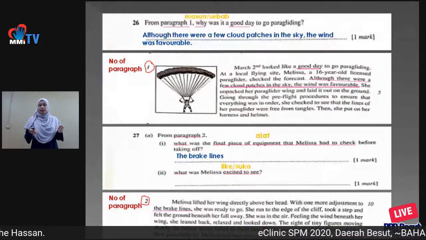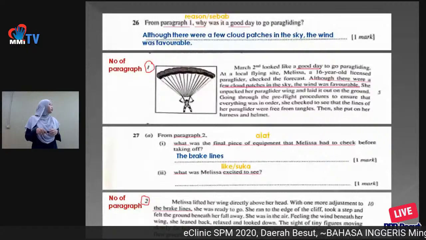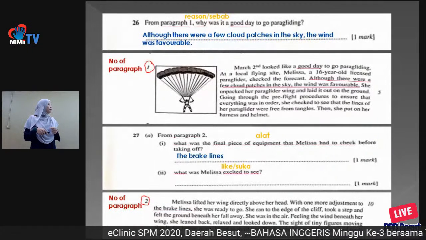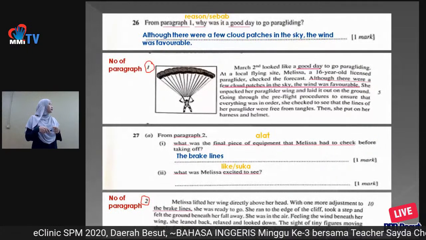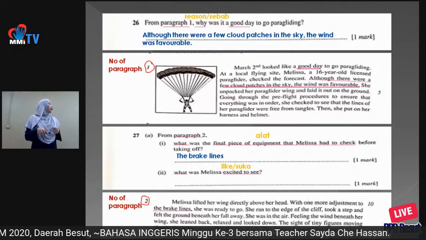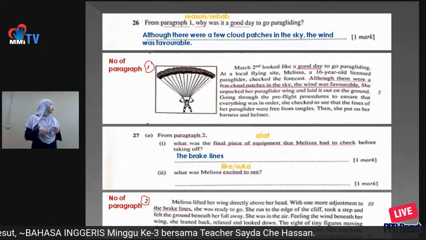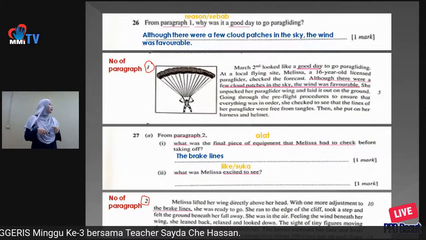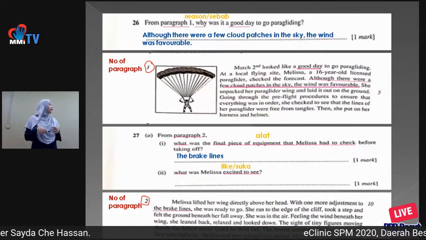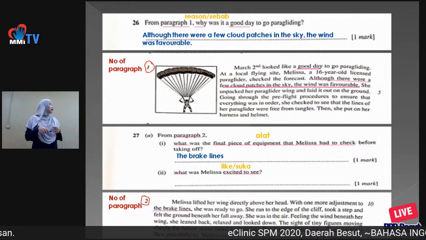Because now she is flying already. So we are here. She was in the air. Kita nak tengok apa yang dia suka tengok. Feeling the wind beneath her wing, she leaned back, relaxed, and looked down. This is where the word "see" comes. See ni tengok. Look ni pun tengok kan?